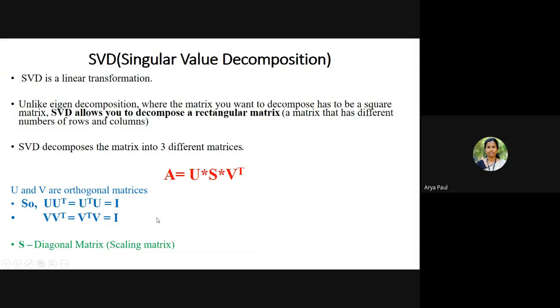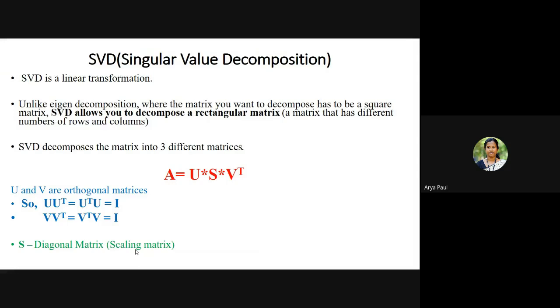Okay, rotation as well as scaling. The transformation contains rotation as well as scaling. So scaling means what? Increasing the length of a vector. What do you mean by scaling? Scaling by a factor of 2 means increasing the length of a vector.